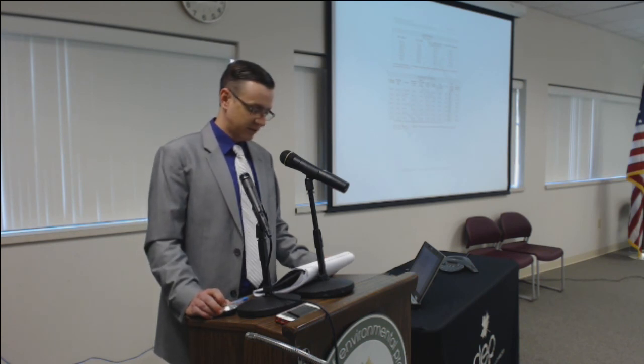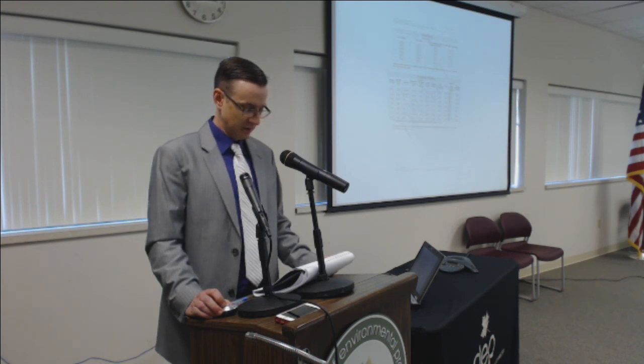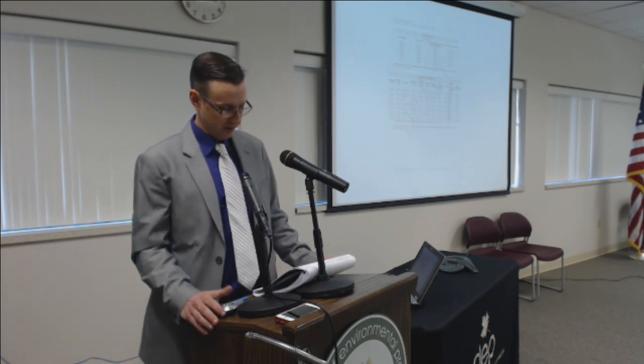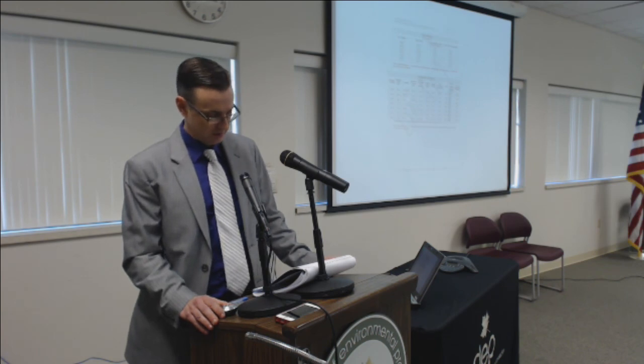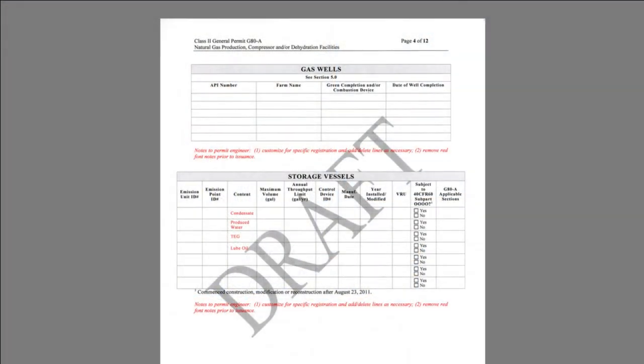As far as storage vessels go, we're going to indicate the emission unit ID number, the emission point, the content, and here again is where we will list the oil tank, lube oil tanks, used oil tanks. We will put them in this table. We will put the size, the gallon, or the volume. All those have to be listed, so there's no questions, like when enforcement staff goes out, that you guys weren't allowed to have those things at your facility.